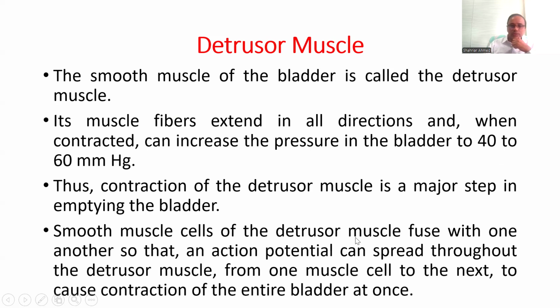Small muscle cells of the detrusor muscle fuse with one another. So when an action potential is generated, it spreads throughout the detrusor muscle and it contracts at a time.